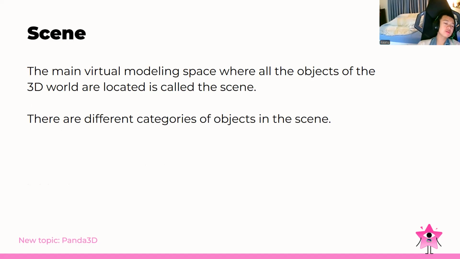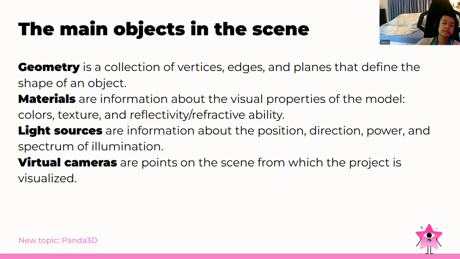And then the scene: the main virtual modeling space where all the objects of the 3D world are located is called the scene. There are different categories of objects in the scene. We have the geometry, which is collections of vertices, edges, and planes that define the shape of an object. We have the materials, which are information about the visual properties of the model, like colors, texture, and also reflectivity or refractive ability. We have the light sources, which are information about the position, directions, power, and spectrum of illumination. And we have the virtual cameras, which are points on the scene from which the project is visualized. So basically, we have four kinds of objects.